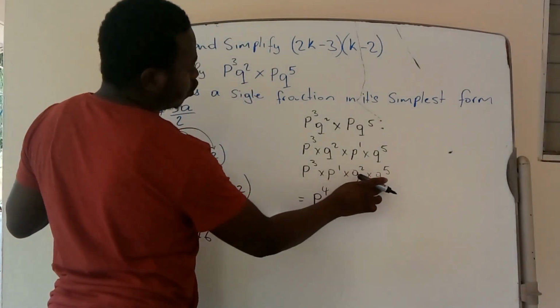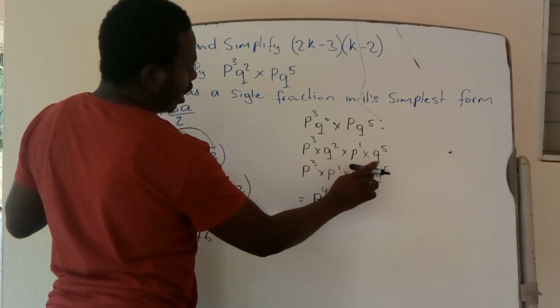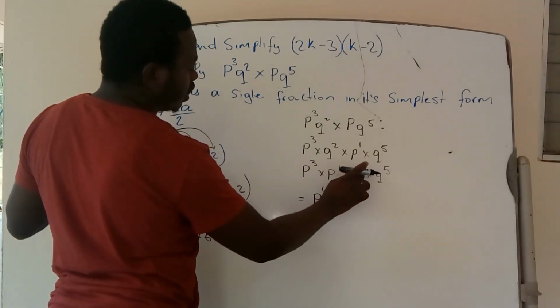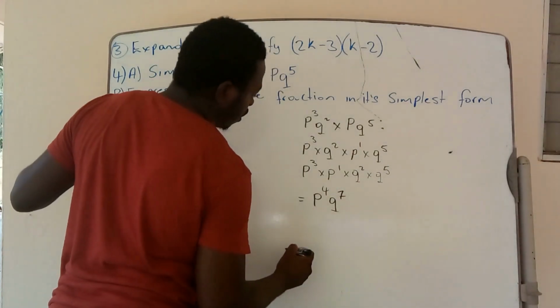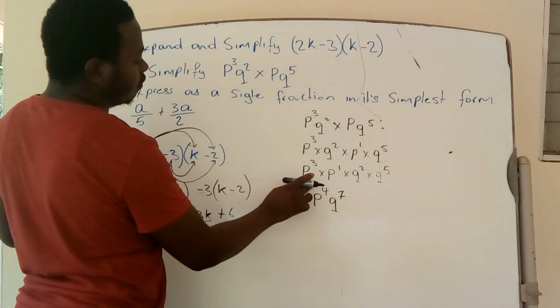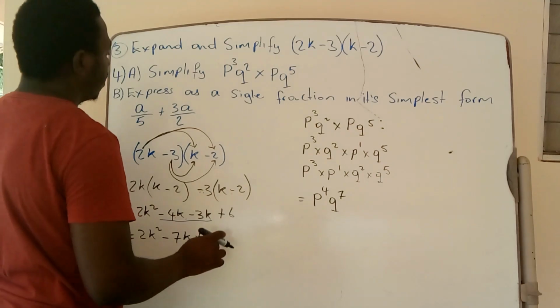So here q and q is the base, 2 and 5 is the power. Simply add the powers, so 5 plus 2, that's going to be 7. So our final answer is p to the 4, q to the 7.